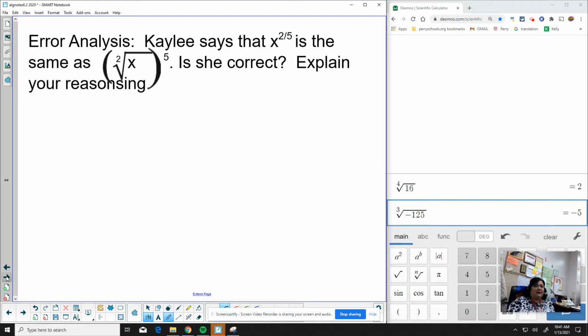It says Kaylee says that x to the 2/5 is the same as the square root of x raised to the 5th. Is she right? Well, let's see. If we work backwards from before, we know that x is the base and that the index would be on the bottom. That means this number has only got one other place to go. So Kaylee's wrong. That index goes in the denominator, not the numerator. She has her fraction upside down. You can see from this slide that if it's raised to a particular power, that goes in the numerator.